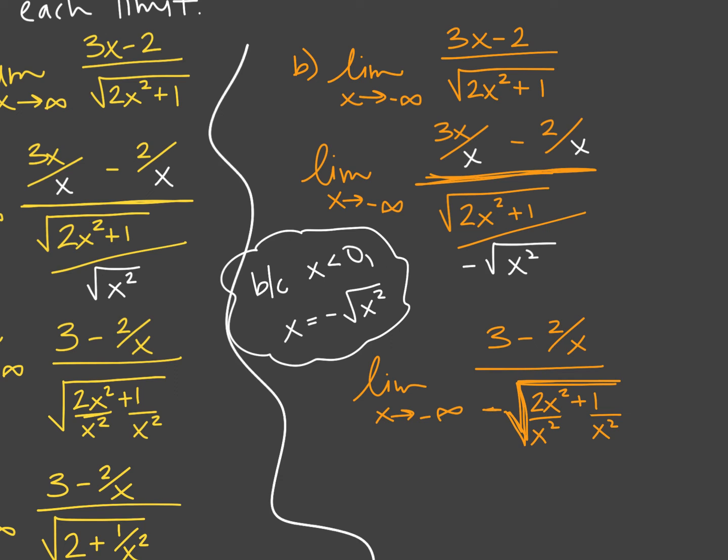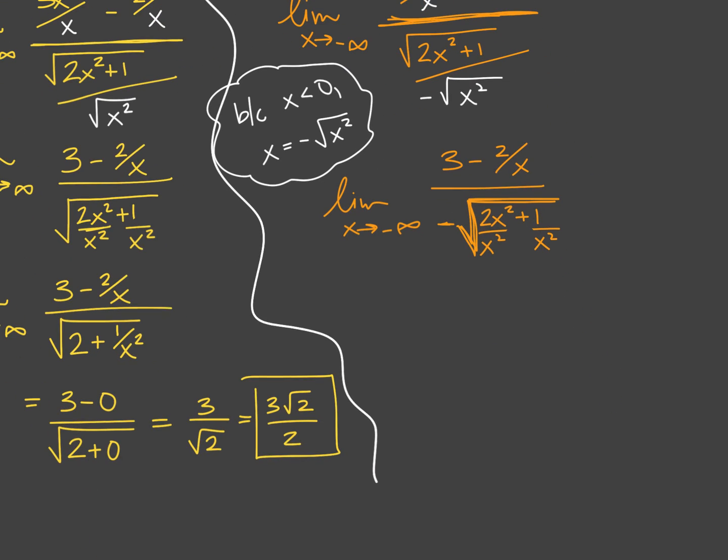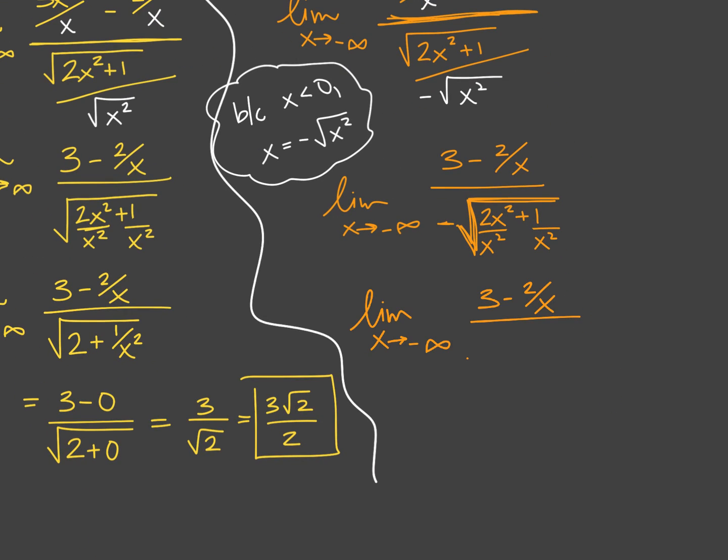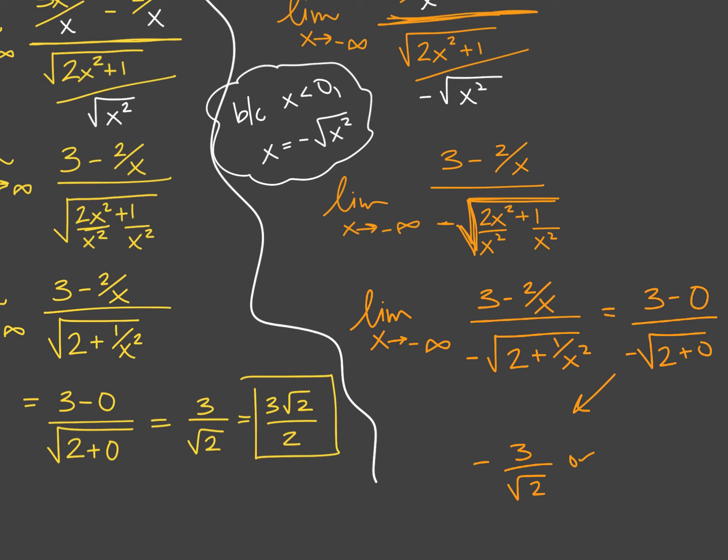Well, further simplification will give us this. In the denominator, we'll have negative the square root. That first term's a 2. The second term is plus 1 over x squared. We're ready to invoke the limit. As we do that, in our numerator, 3 will stay a 3. This next term will be minus 0. Then in our denominator, we'll have the negative the square root of 2 plus 0. So we essentially have negative 3 over root 2, or negative 3 root 2 over 2.